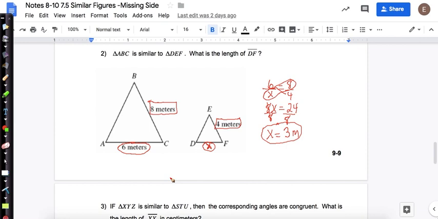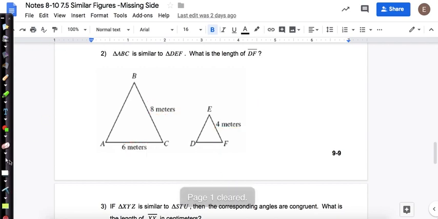Now, here's a way you can check to make sure your answer is true. Look, this figure is smaller than this figure, so this x has to be smaller than 6. So if I get an answer larger than 6, then I know that doesn't make sense and I set up my proportion incorrectly. I also know that the bottom is smaller than the side, so it has to be less than 4.